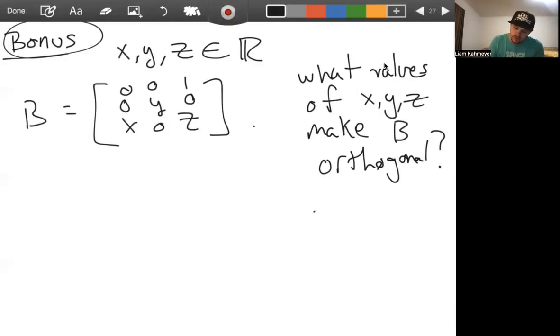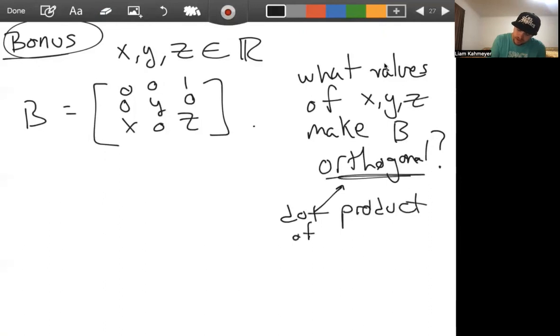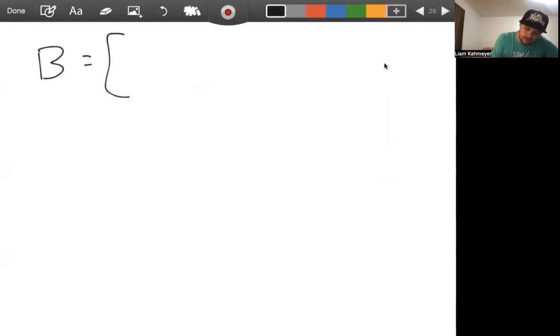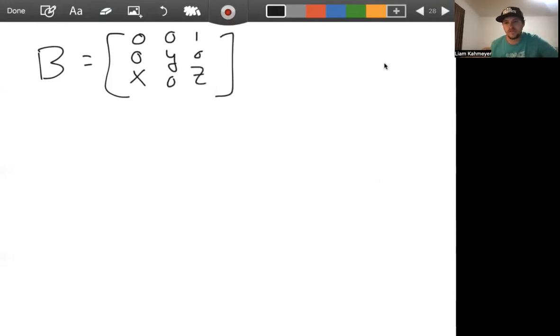So orthogonal means the dot product of any two column vectors is equal to 0. Let's say any two distinct, right? Because the dot product of a vector with itself is never 0 unless you're taking the dot product of the 0 vector. So what does this mean? Well, for B to be orthogonal, so B, which is 0, 0, x, 0, y, 0, 1, 0, z, we need the dot product of any pair to be 0.